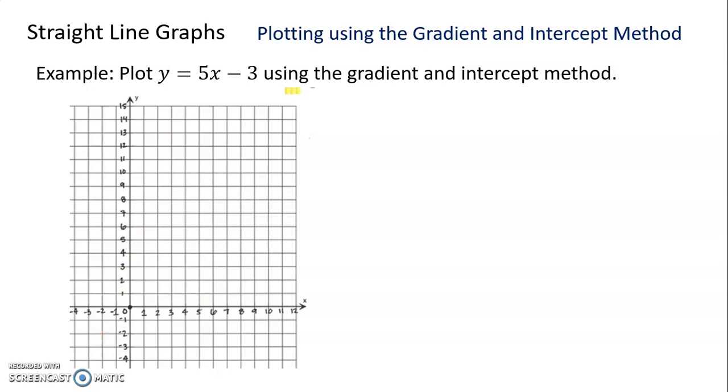Now, here's another example for you to have a go at. You can do this on the same axes as you drew out for the previous question. Just be careful here because the intercept now is -3. So pause the video and see if you can get this one plotted using the gradient and intercept method.